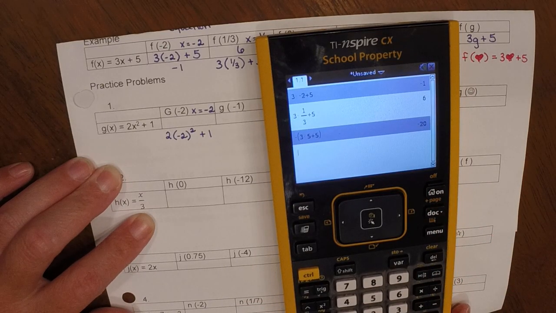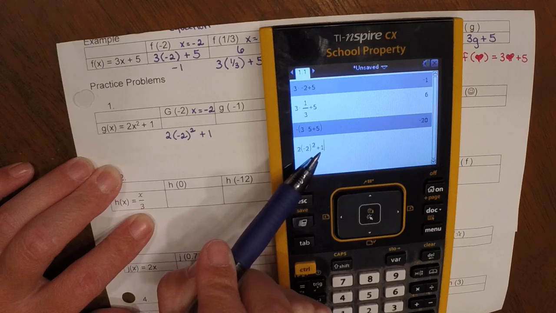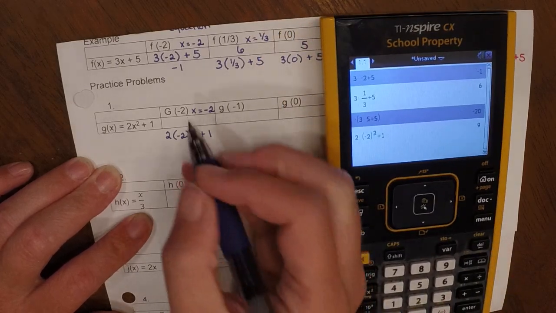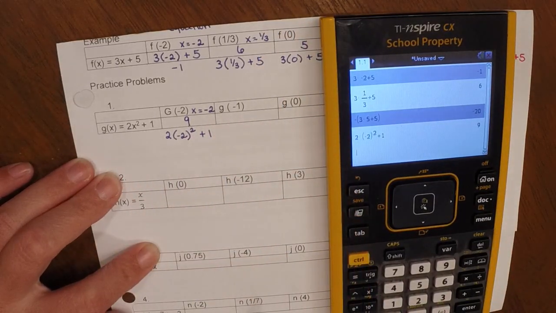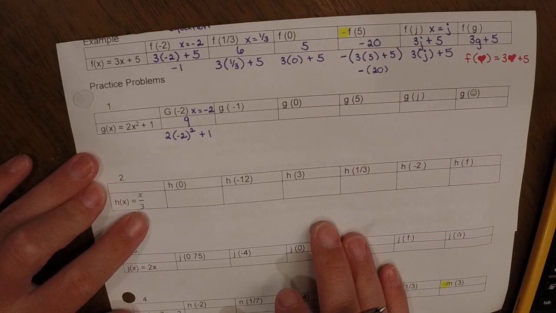So if I go ahead and put this in, 2 parentheses, -2, close. Our squared button is right here, right next to the 4, squared. Then make sure you come back down and then put plus 1. Again, if that plus 1 is still up high, then you messed up. And then press enter, and we get 9. Good.